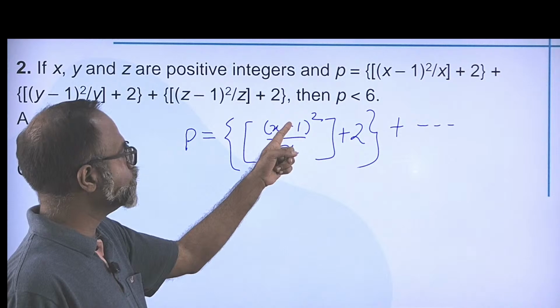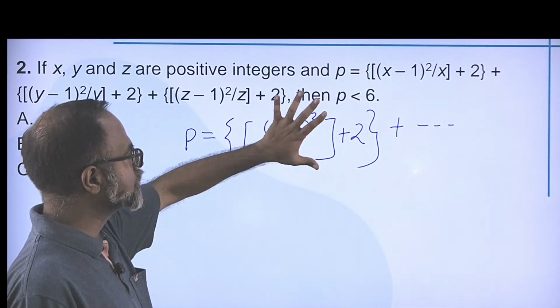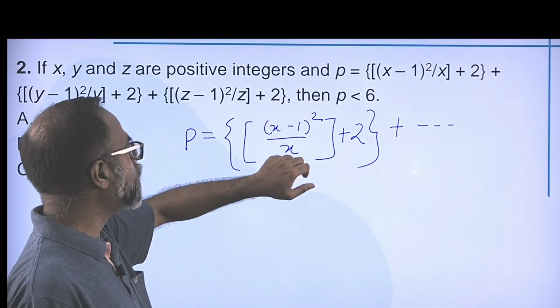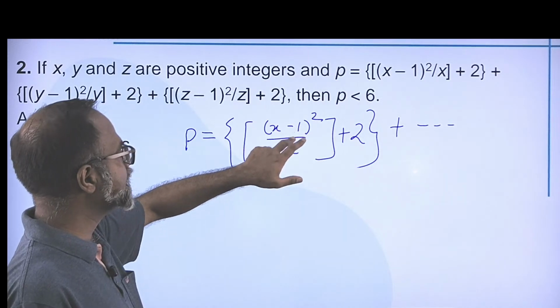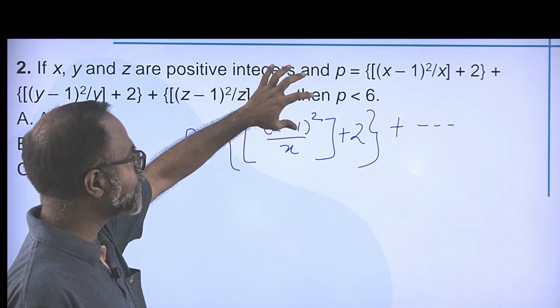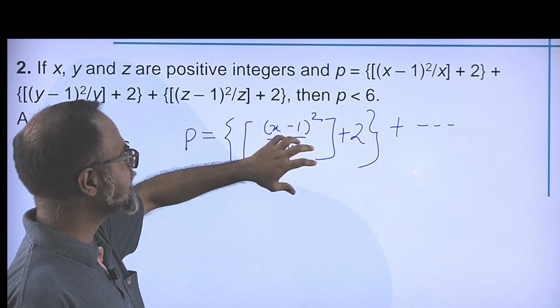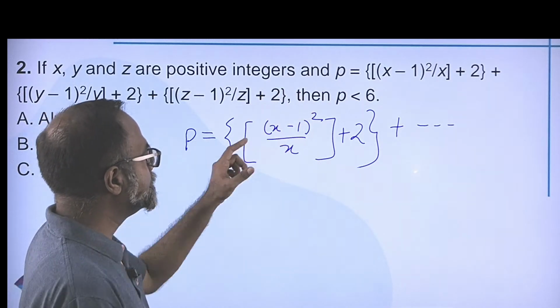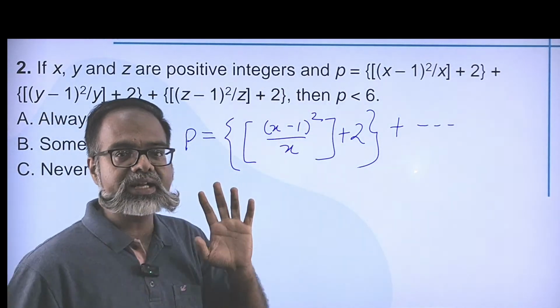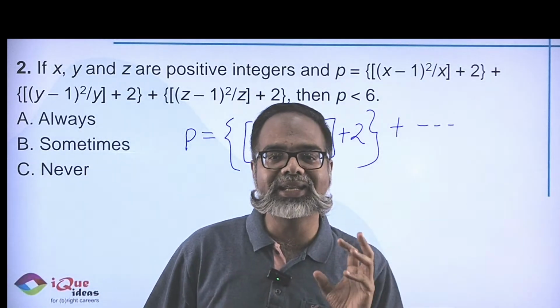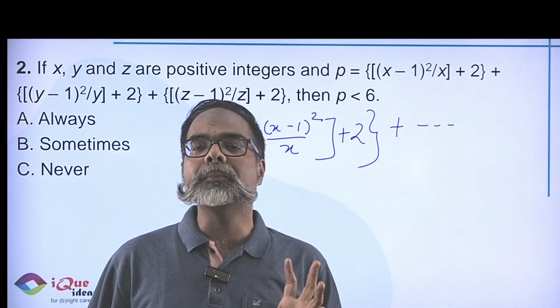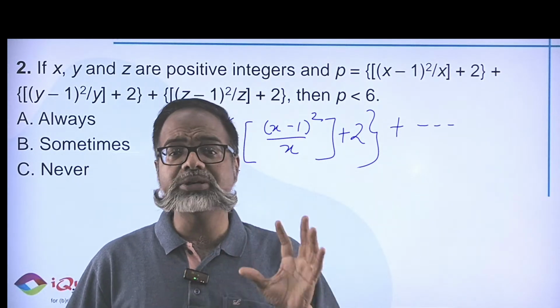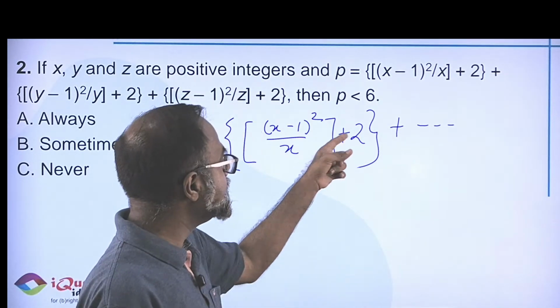1 minus 1, 0 upon 1 square is 0. So this part can be 0, or it can be, if x is 2, 2 minus 1 upon 2, square of the numerator and x, but x is always positive. So the thing within the square bracket is always going to be either 0 or a positive number, not necessarily an integer but a positive number, and then plus 2.